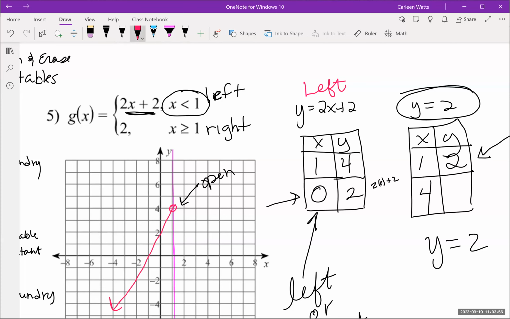Arrow. Do you see why the arrow is there? Notice I'm going from the boundary to the left. From the boundary to the left. Open circle to the left. Are we good?